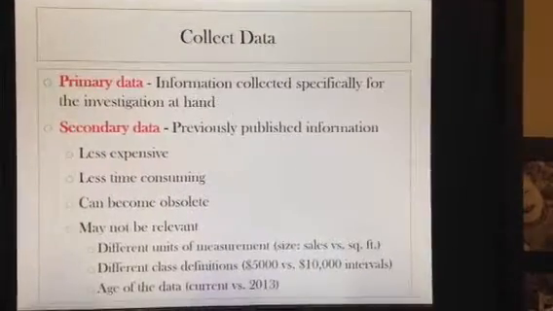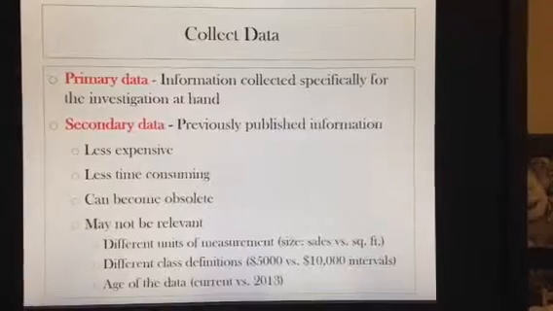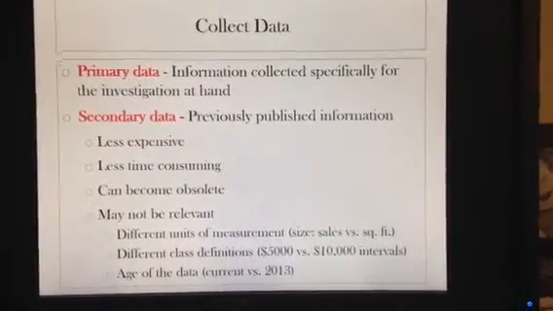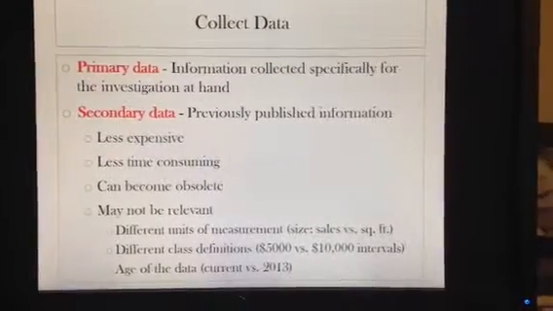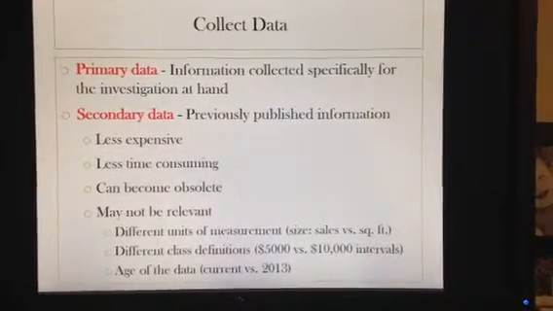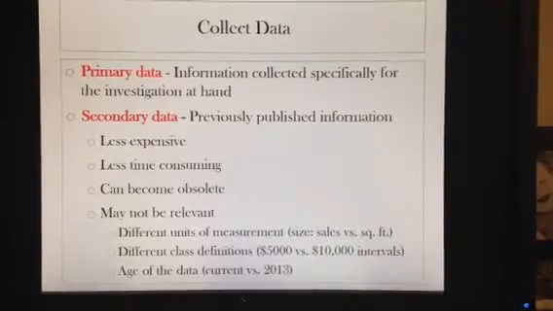So there's two types of data that we can collect. The first being primary data. So that's probably going to be the one that you most often use. So you're collecting information specifically for the research question at hand. Secondary data is data that's previously published information. So somebody else collected it, not you.